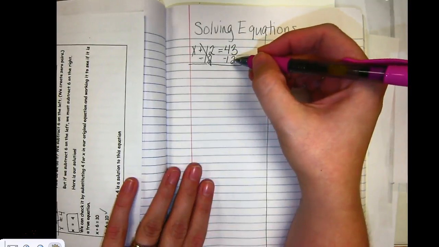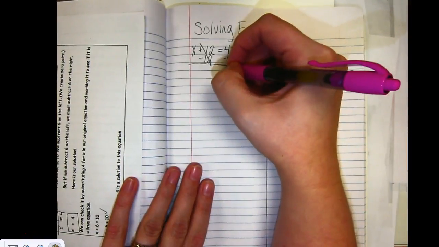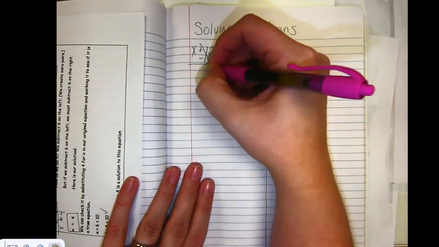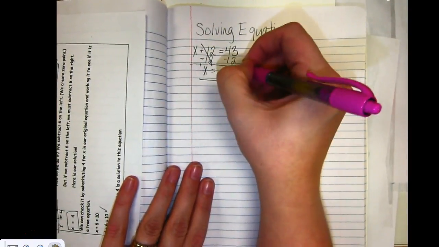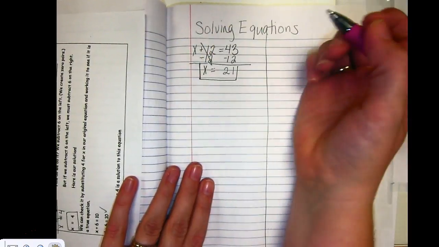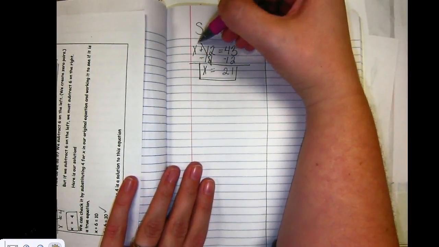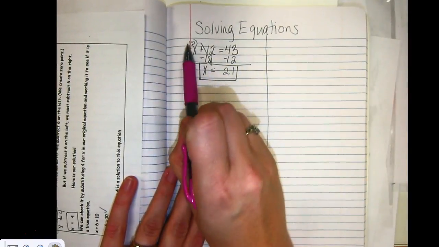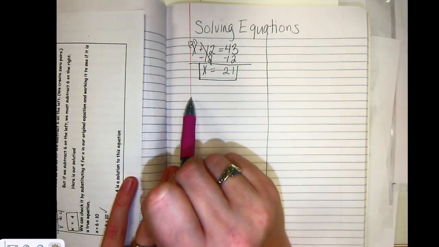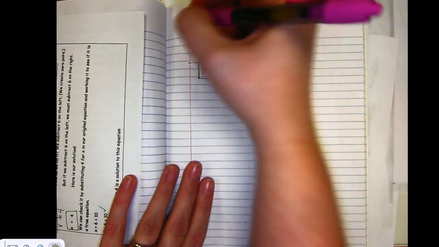43 minus 12. Okay, you're going to get 21. So x equals 21. Box it in. Then I want you to check it. To check it, go back to your original problem, put a 21 there, and say, is 21 plus 12 equal to 43? That should be a 31. See? I caught my mistake.